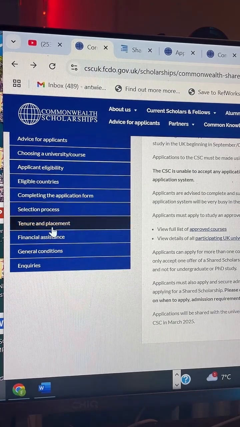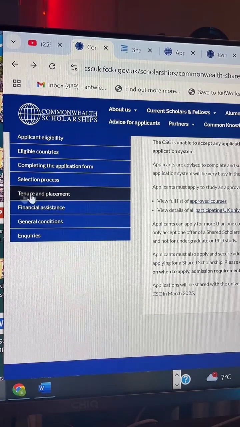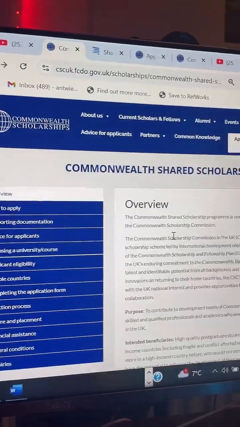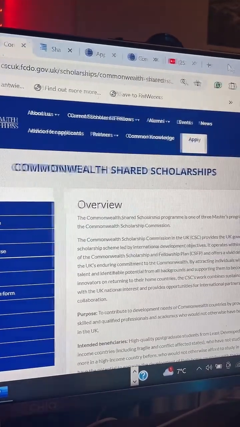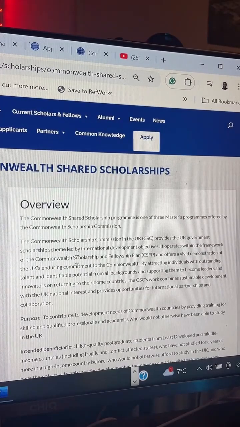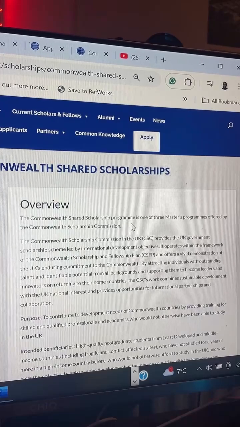And then we will go through a systematic approach, step by step, on how to finish an application for the Commonwealth Shared Scholarship. I'll be giving some examples and some insights on how to write your essays as well. So the selection process, how you can position yourself to go through the necessary documentation, submission, and all the essays for you to be selected. And then we will look at the tenure and placement, and then finally the financial assistance that you stand to get if you win the scholarship.